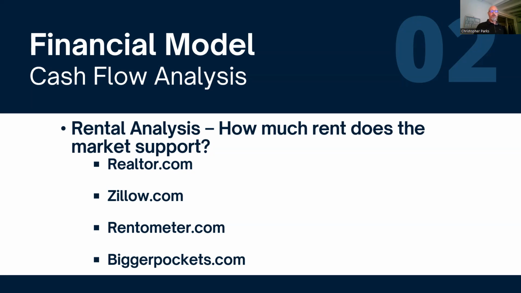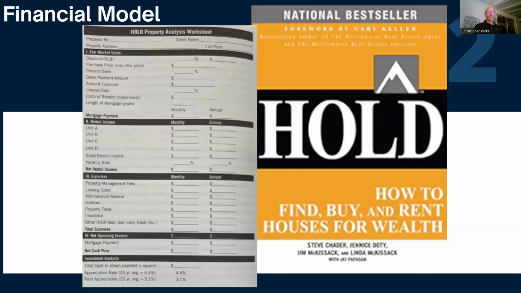So once you've identified what that rent is, we want to start plugging in some of these numbers. Now, I'm going to go back to this financial model piece with Hold. The two spreadsheets that you've seen actually come from this book, which is called Hold. I bought mine for $6 on Amazon, all used and marked up. I just went in and used it. It's a really good way to do it, and you can see the worksheet over here and how to do this.